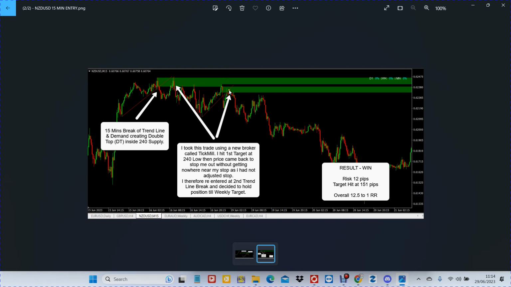So I waited for this open. The market opened here. There was a gap. Break of structure trend line. It's a nice supply. Took this supply level. Nice tight 12 pip stop. And I thought I added to the position.